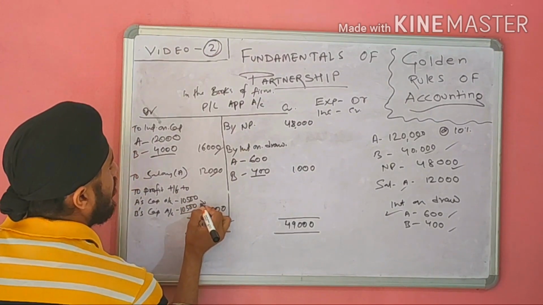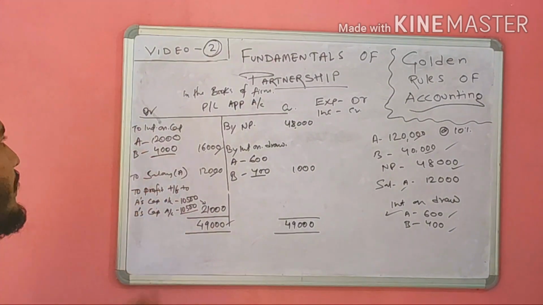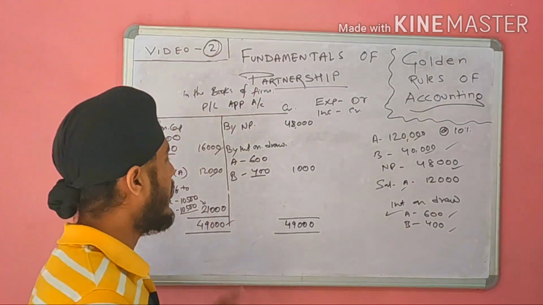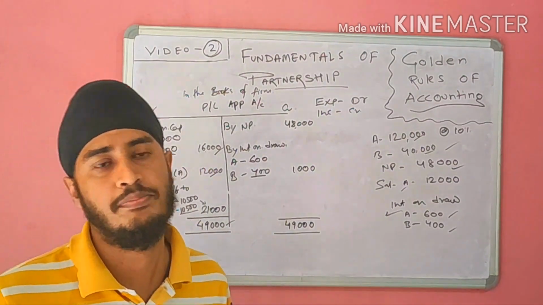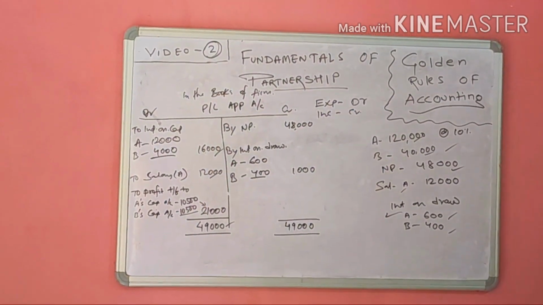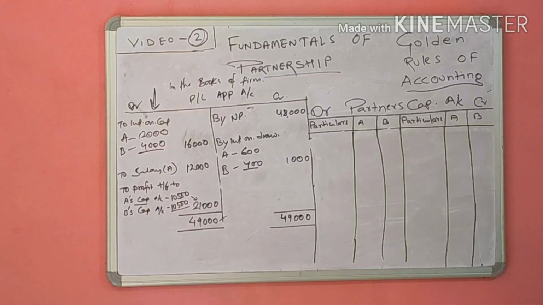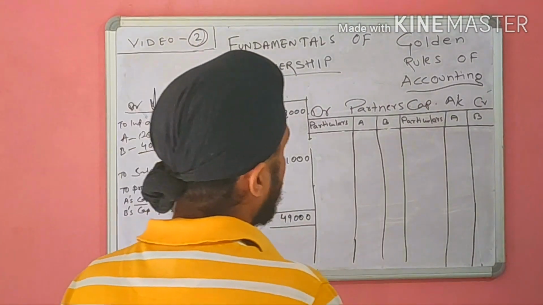Okay, this is the total. So this way, the P&L appropriation account is done. Now let's move on to the capital accounts of the partners. Now we'll start the partners' capital account.